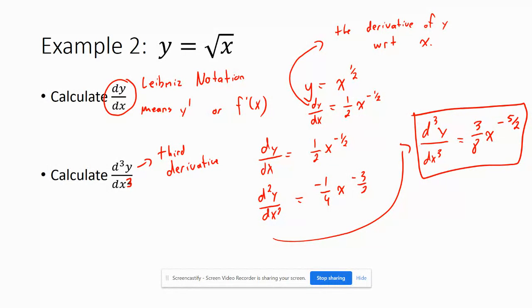All right, guys, very short lesson on higher order derivatives. We're going to be using this idea again in the next topic, and it's going to get more complex in a second.